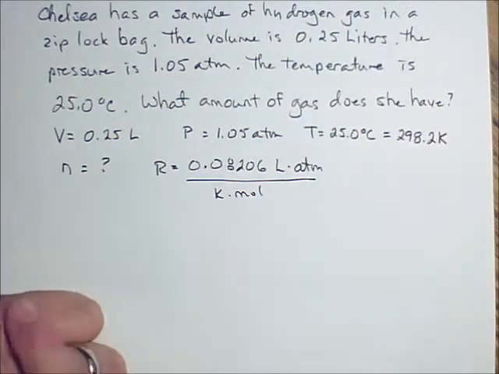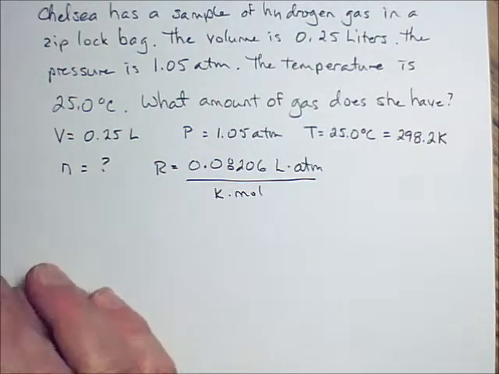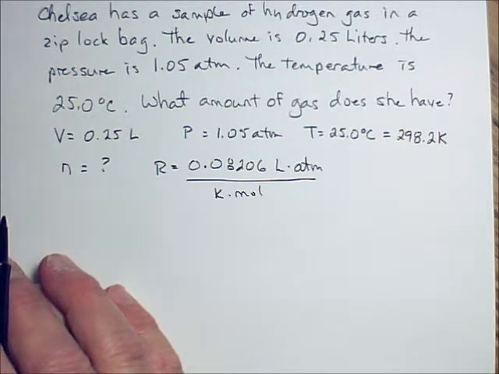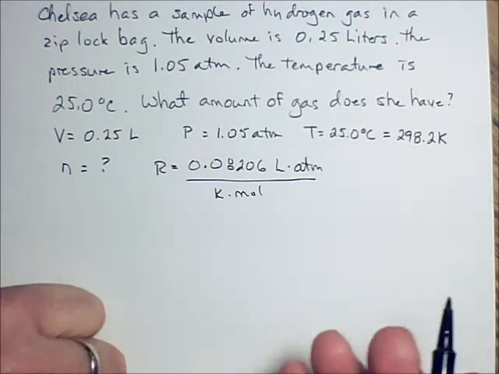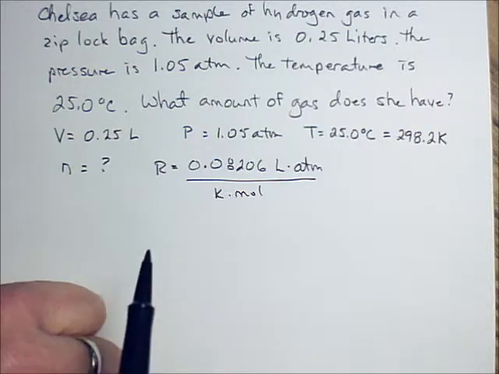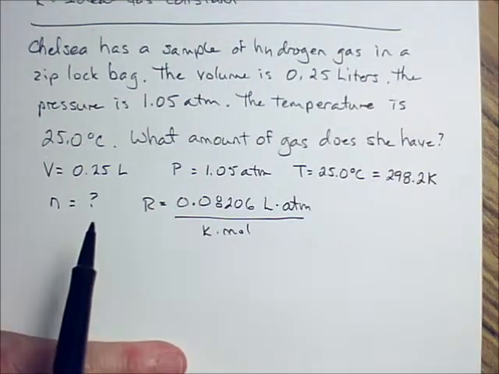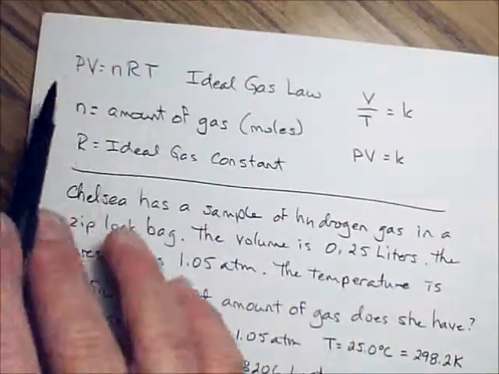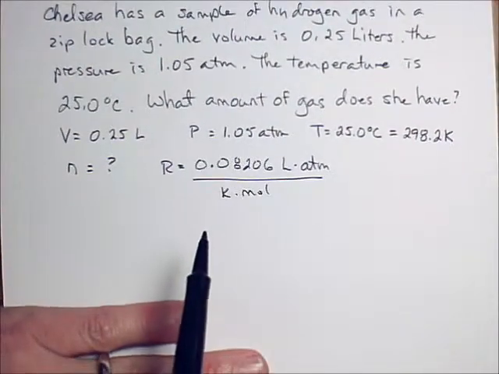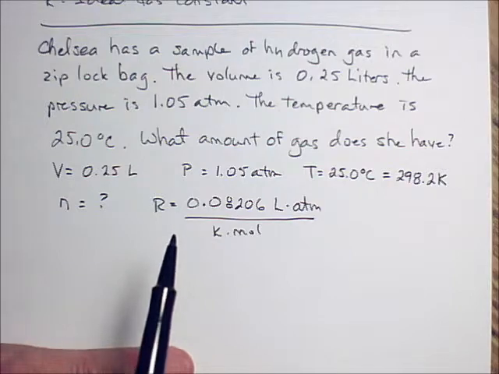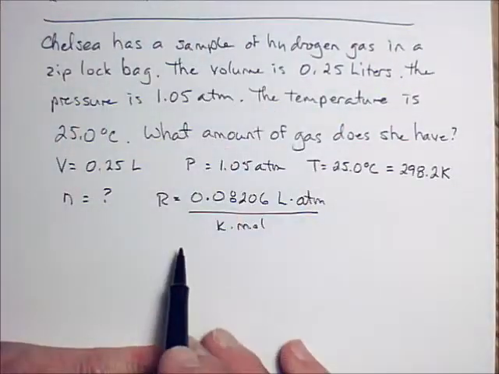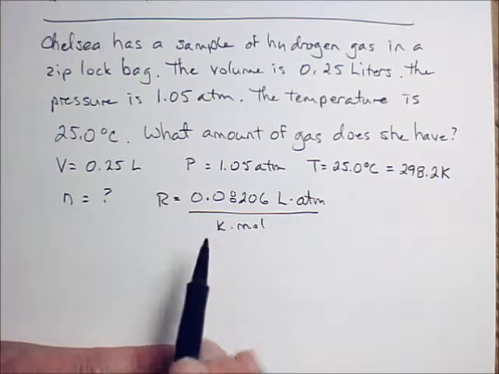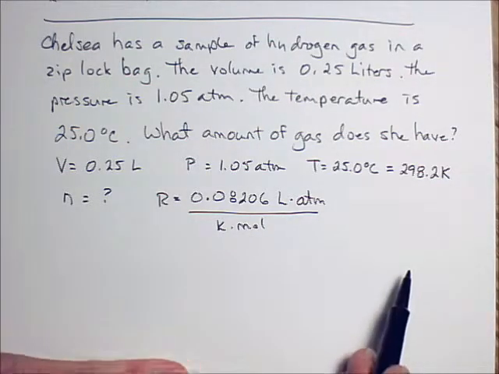We made our list of knowns and unknowns, and we always know R is there. Now, you don't have to write it down if you're doing a Charles law problem or a Boyle's law problem or a combined gas law problem. But if you're doing an ideal gas law problem like this, then you have to find out what R is and match it to your units of measurement.